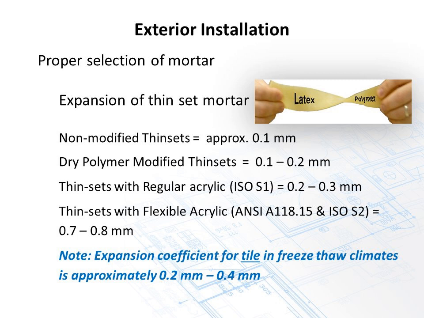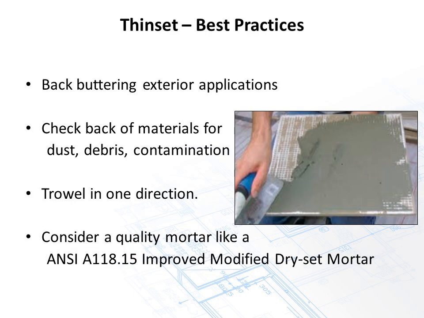Thin sets with flexible acrylics, ones that meet ANSI 118.15 and ISO S2 type ratings: 0.7 to 0.8 millimeters. So you can really get a rough idea of how much movement can be accommodated by the proper quality materials, which is very, very important on an exterior installation. To give you an idea, in freeze-thaw climates, the coefficient of tile is 0.2 and 0.4 millimeters. Can't stress it enough. Select a quality mortar.